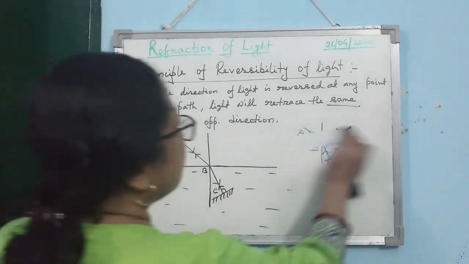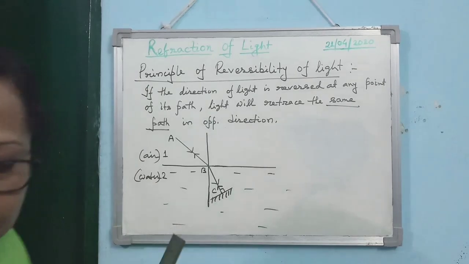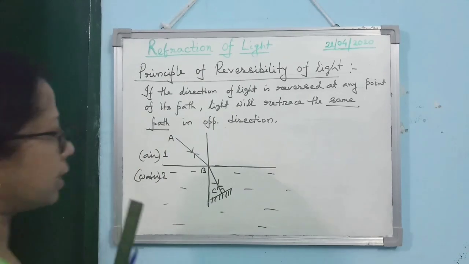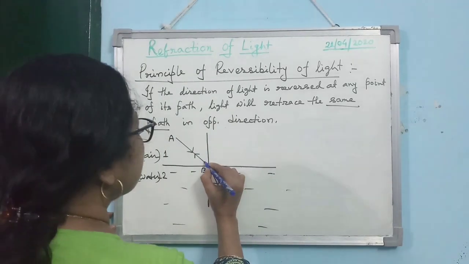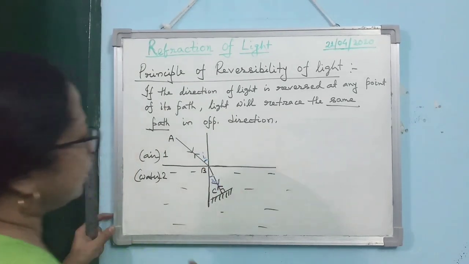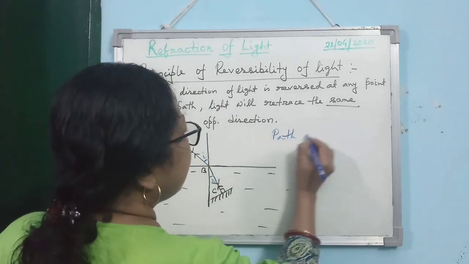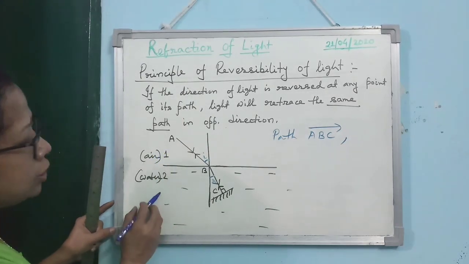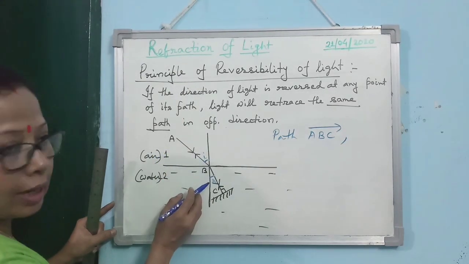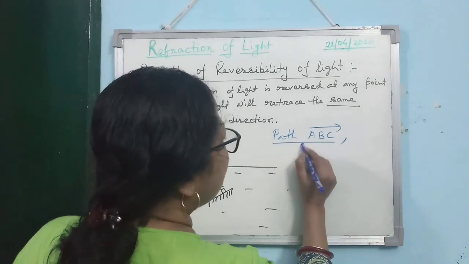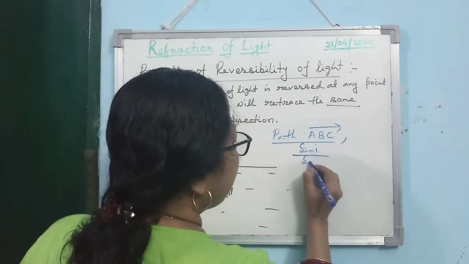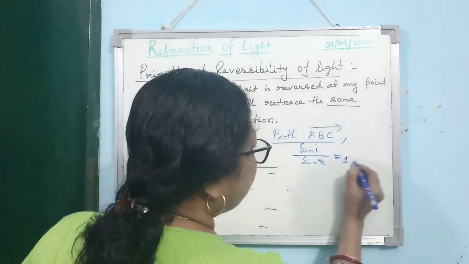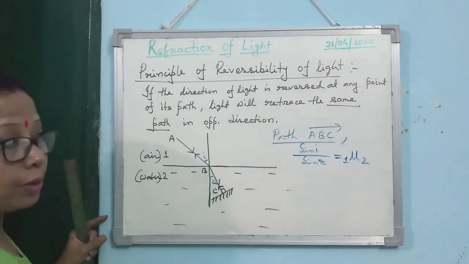That's it. Now, applying this principle of reversibility of light, we can get a very nice relation. Just follow it. Suppose this is I and this is R, and consider the path A to B to C. Light is moving from 1 to 2. The angle of incidence is I, the angle of refraction is R. If I write Snell's law, sin I by sin R equals, since the light ray is moving from 1 to 2, 1 mu 2.